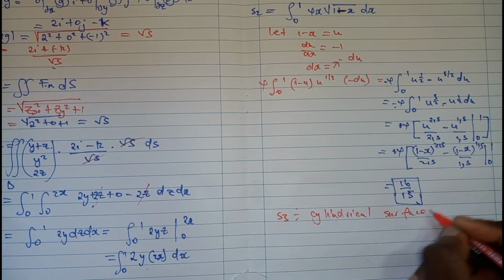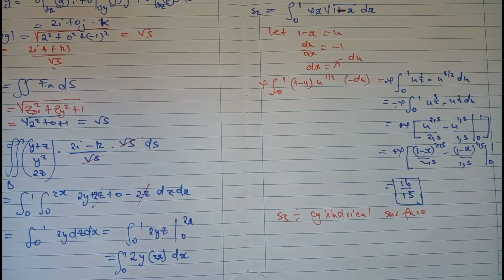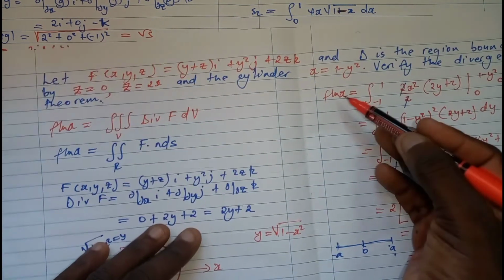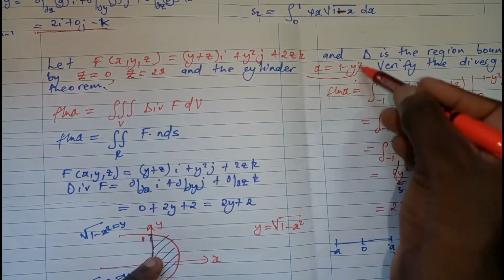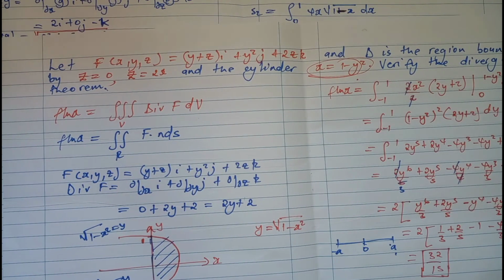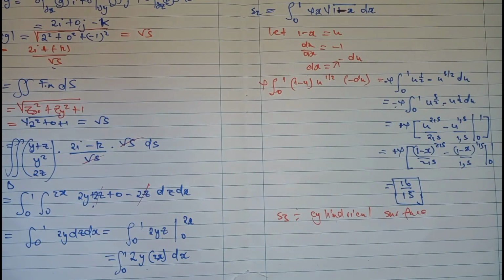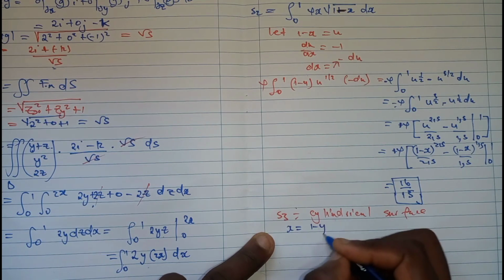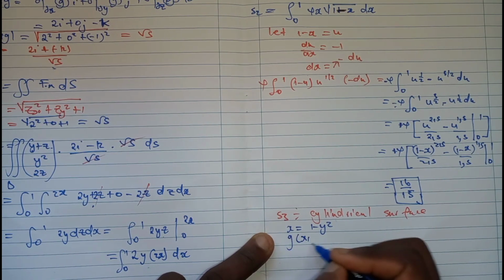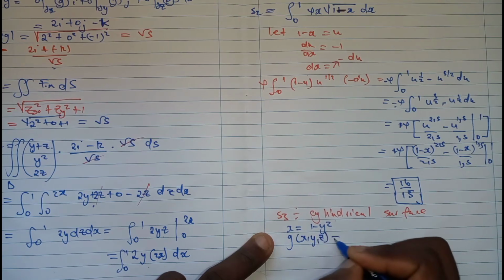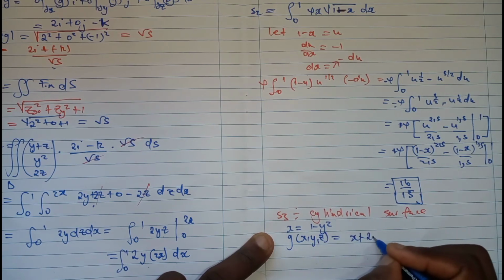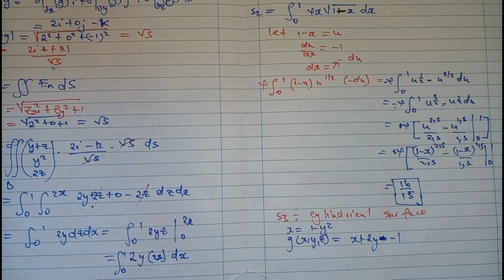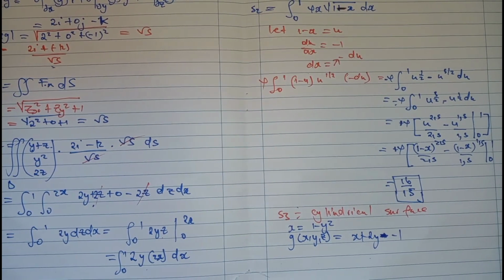Okay, so for the cylindrical surface, like always, we're going to start by calculating the normal. So I want to calculate the normal of this equation. Let's write the equation first: x equals 1 minus y squared. That means our g of x, y, and z is going to be x plus y squared minus 1. And let's calculate the gradient.